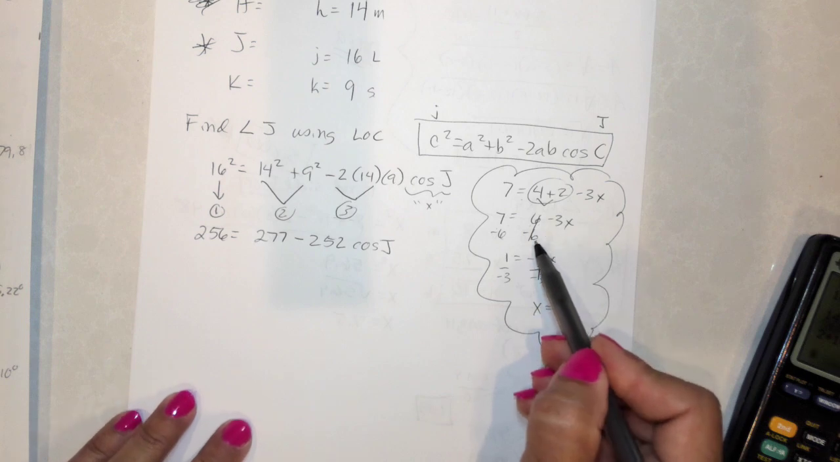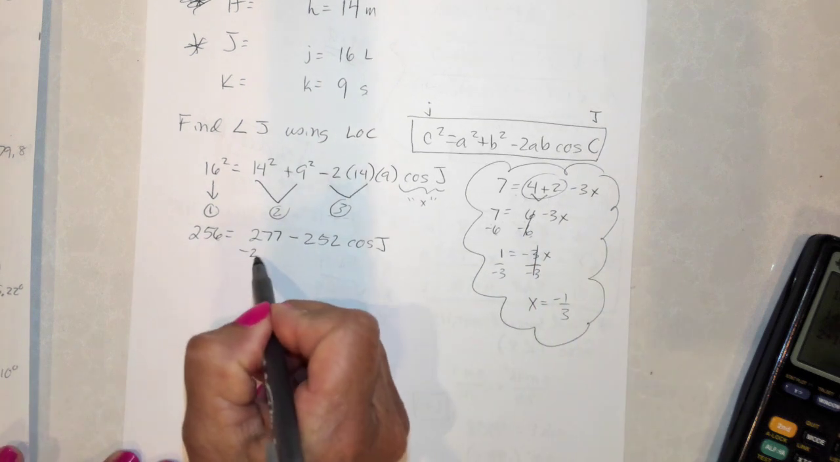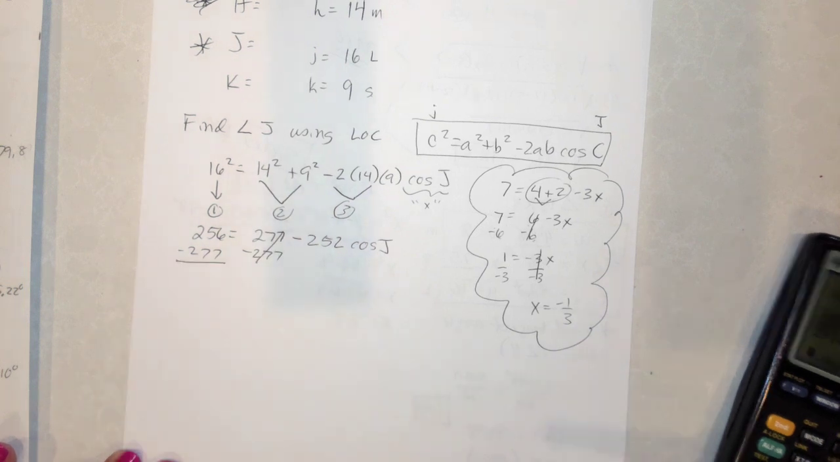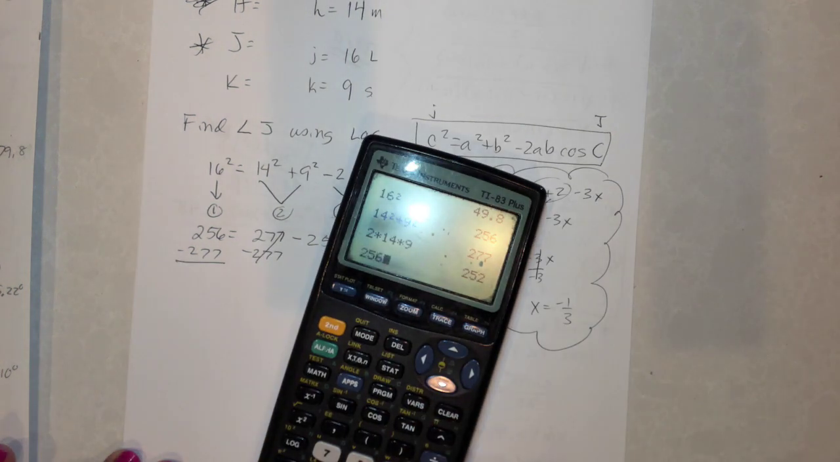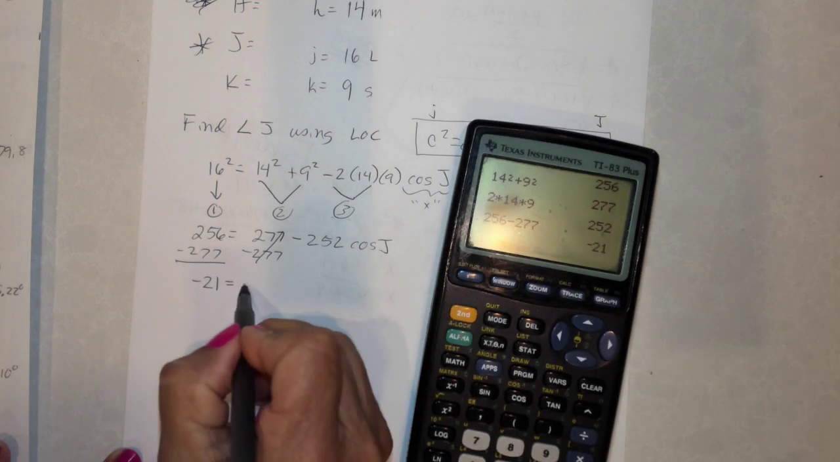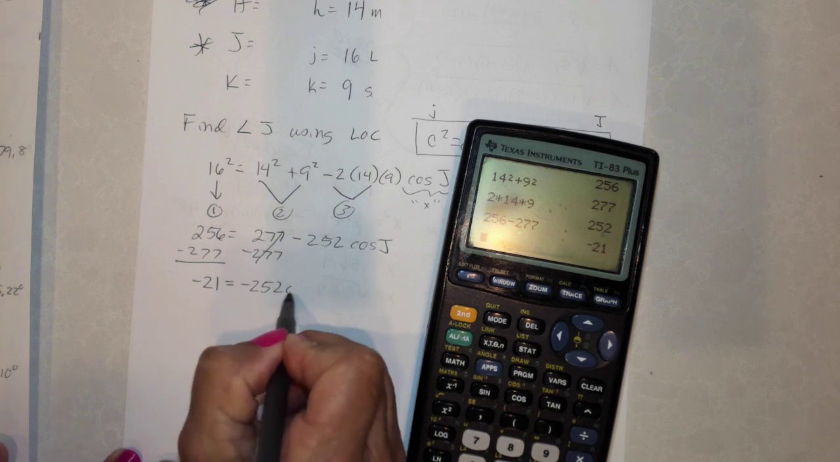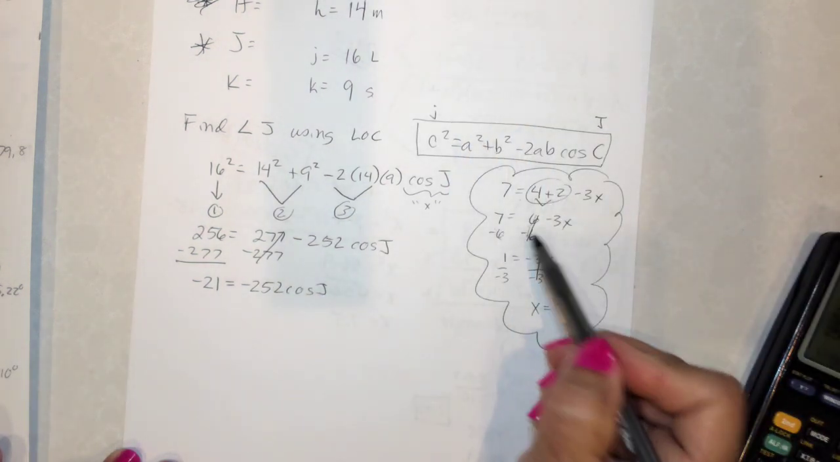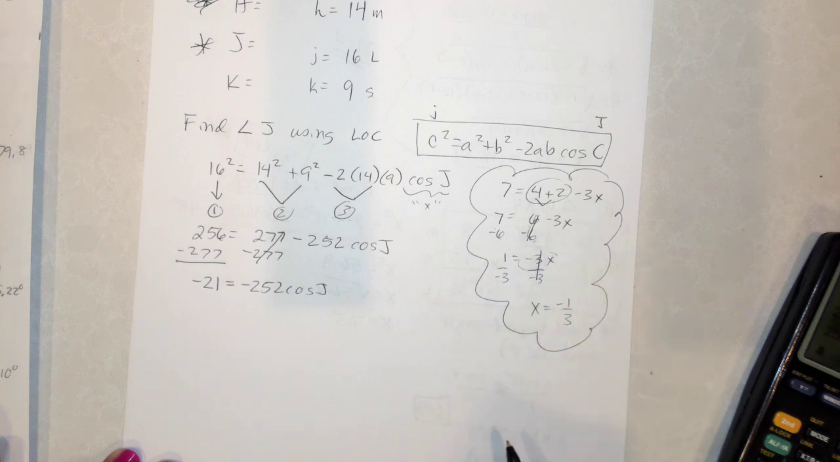What did we do next? We subtracted the number. So that's what we do here. We do that every single time. Obviously, the numbers will be different, but the process will be the same each time. So if you practice that, it'll become pretty easy. So then I've got that over here, and my negative 252 cosine j is still over there, just like after I got rid of the 6, the negative 3x was there.